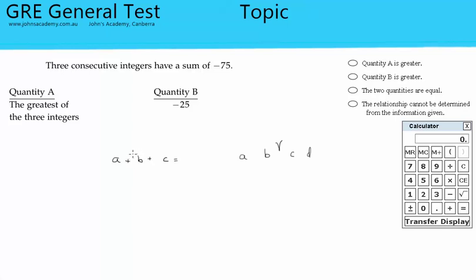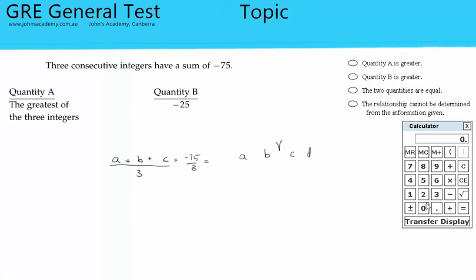Of course, they didn't say that it's A and B and C. I just made them up. We can just label them as X, Y, and Z if you want. A plus B plus C is equal to -75. But what's the average of these three numbers, which is divided by 3, of course, because there are three numbers? Well, that will equal -75 divided by 3.